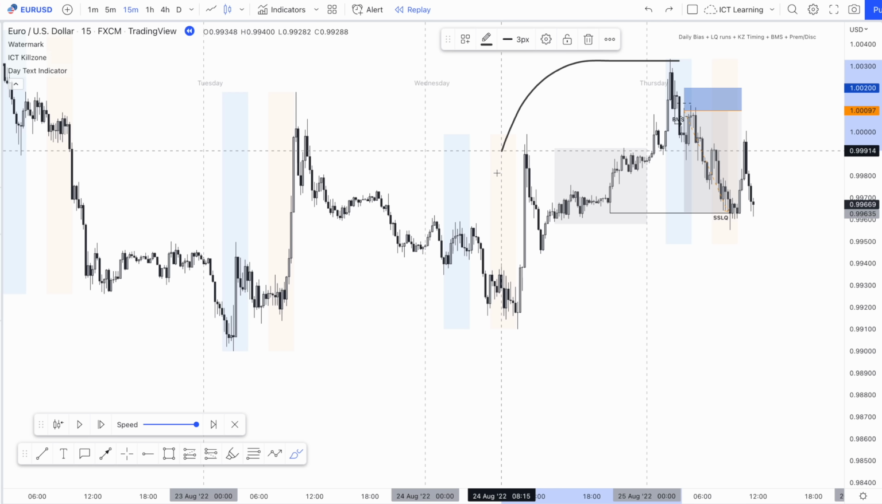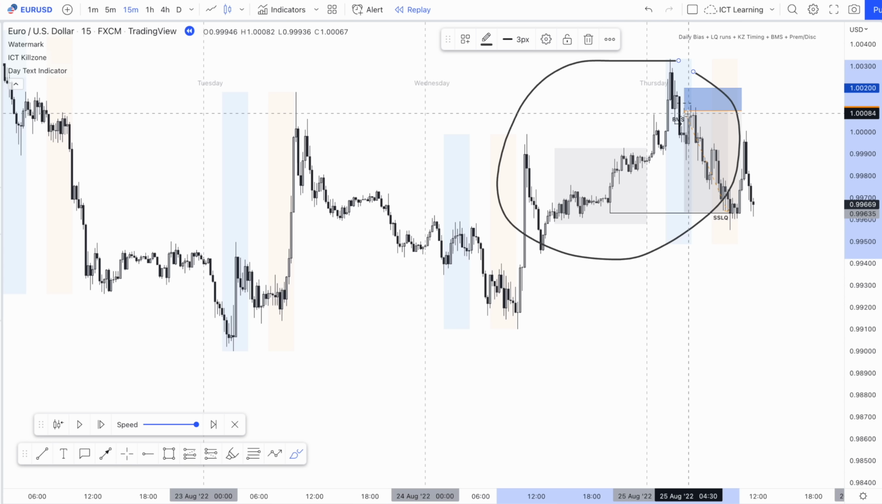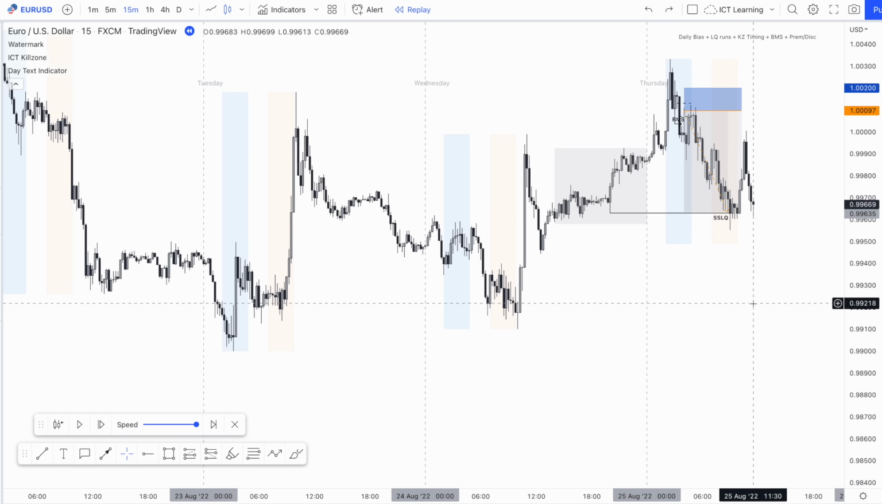This is the reverse, grabbing the buy side liquidity and then pushing downwards. And yeah, so guys, that pretty much brings things full circle.